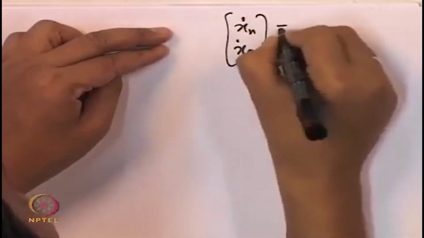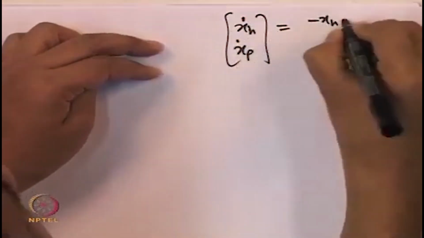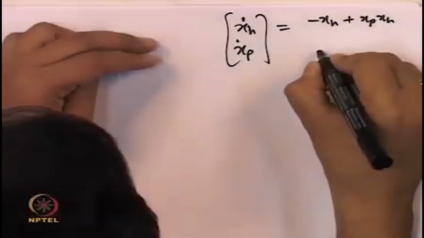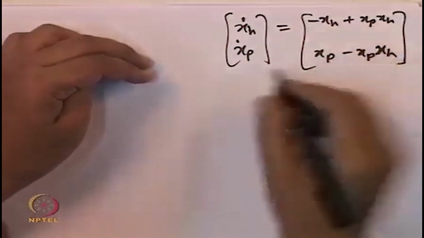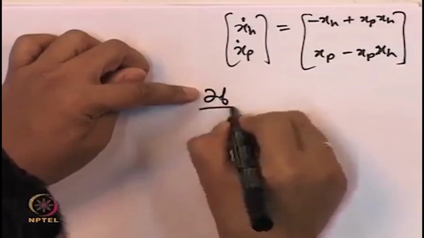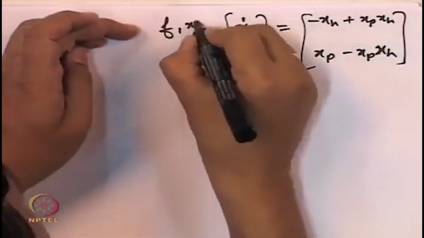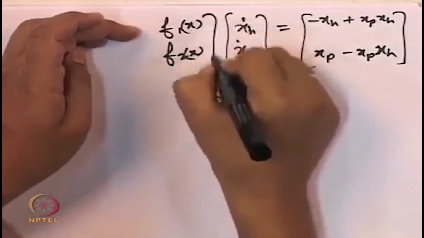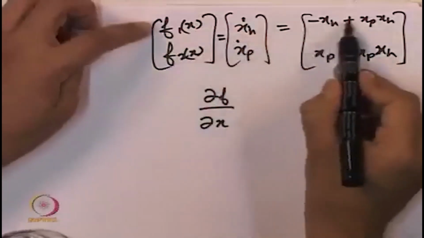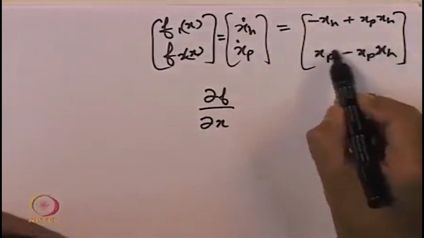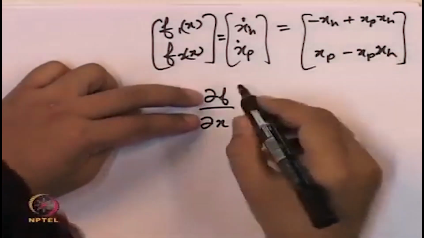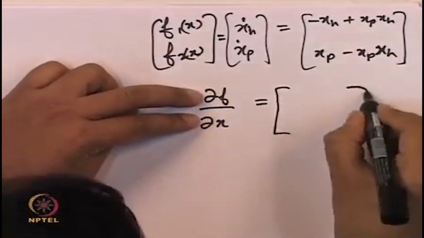So, let us go back to the dynamical system. XH dot, XP dot equals minus XH plus XP XH, and XP minus XP XH. So, del F by del X is equal to F1 of X, F2 of X. The first function here is called F1 of X, the second function here is F2 of X. Del F by del X is equal to a 2 by 2 matrix.